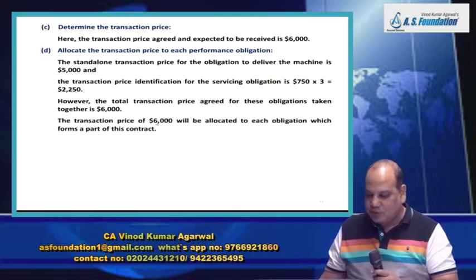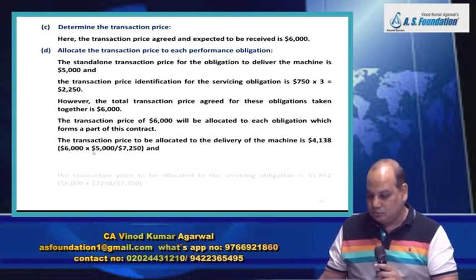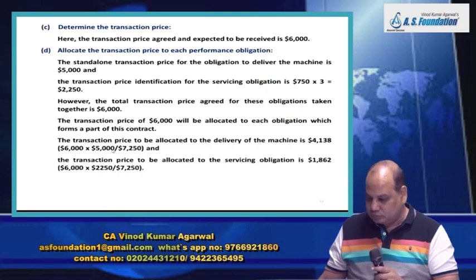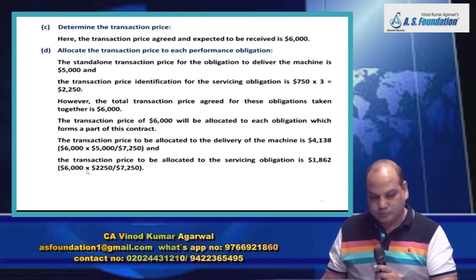So the transaction price of $6,000 will be allocated as follows. Towards the machine, 5,000 divided by 7,250 into 6,000, that is 4,138. Towards the service, 2,250 divided by 7,250 into 6,000, that is 1,862.